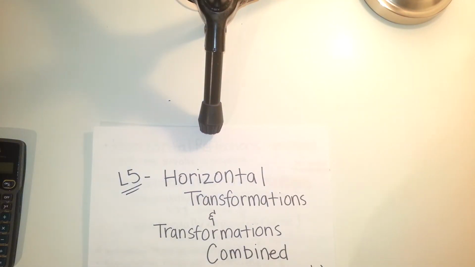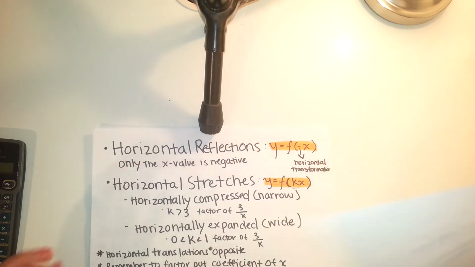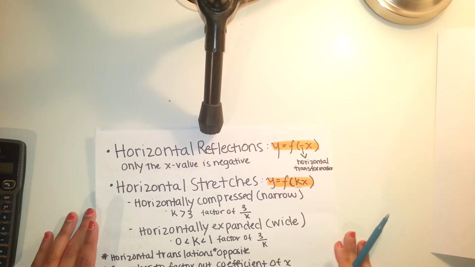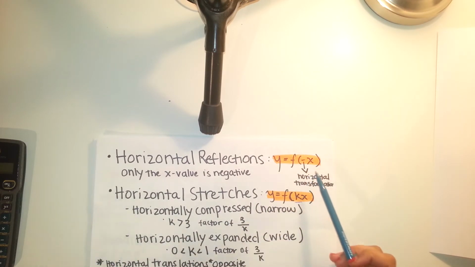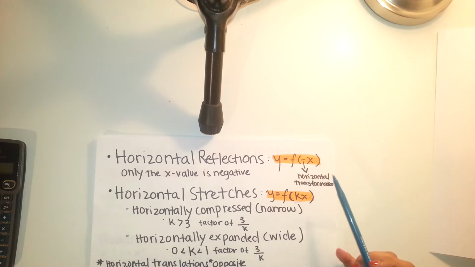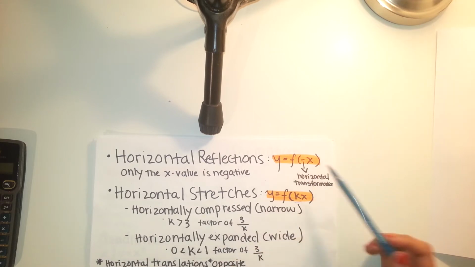Okay, so this is lesson 5, unit 1A, horizontal transformations and transformations combined. First we're going to look at horizontal reflections. In the top right corner over here, you'll see a negative x value within the brackets. This indicates a horizontal transformation, and this indicates that there is a horizontal reflection on the y-axis.